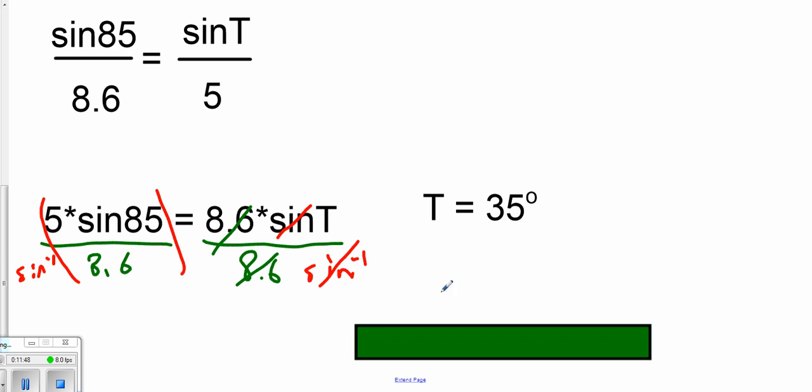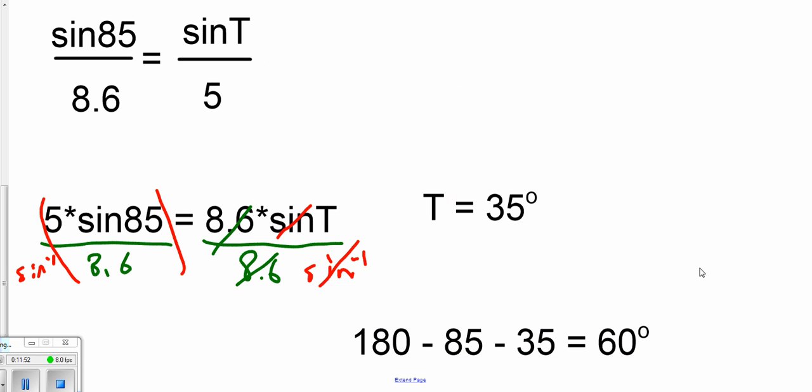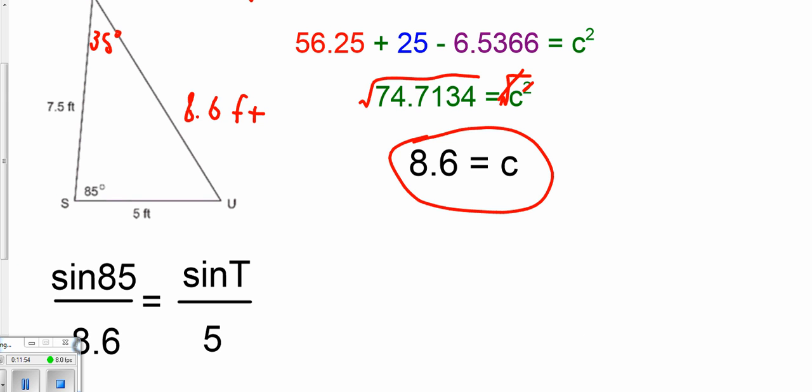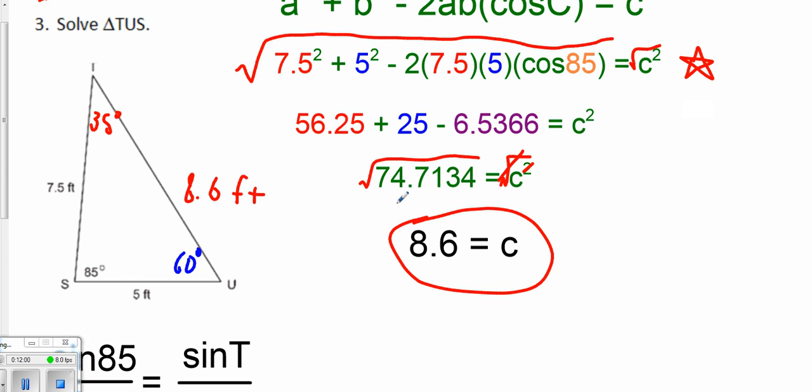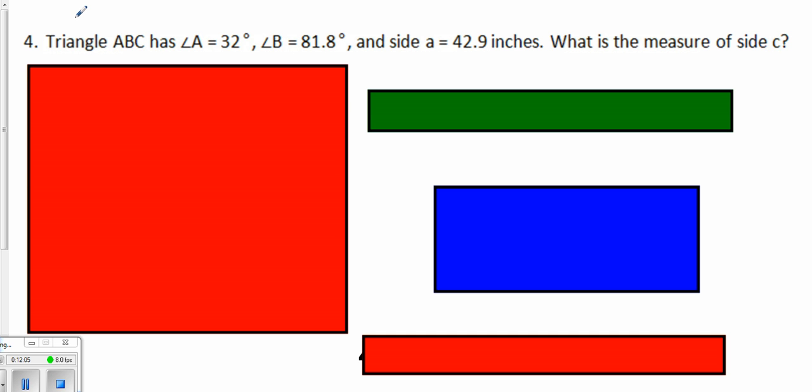Now that we know t is 35 degrees, we have 2 angles in this triangle. So to find that last one, it's just 180 minus 85 minus 35 equals 60. So this then is a 60-degree angle. And we've solved out the entire triangle. Example 4, triangle ABC has angle A being 32 degrees, angle B being 81.8 degrees, and side A being 42.9 inches. What's the measure of side C?